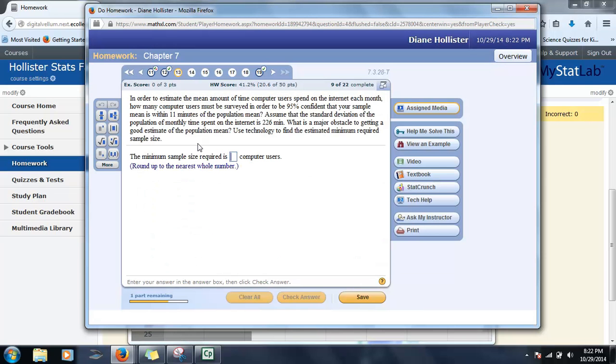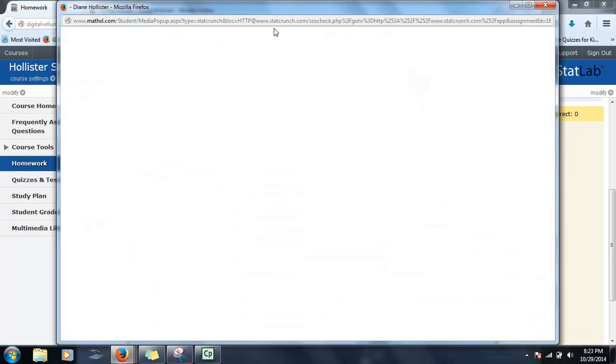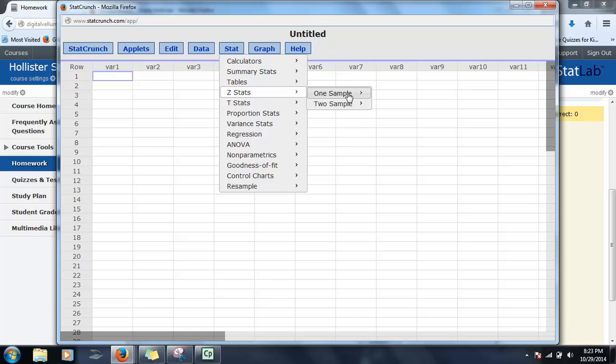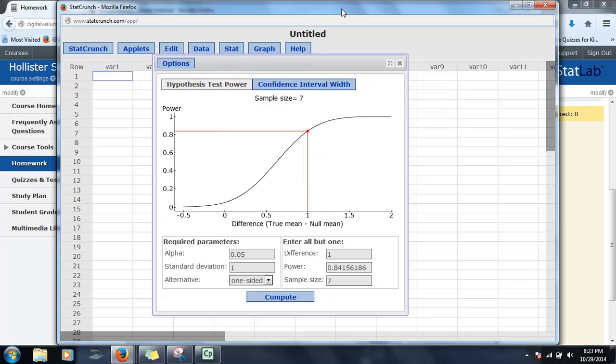The next problem asks us to determine the sample size to satisfy this particular research. How many computer users must be surveyed in order to be 95% sure that your sample is within 11 minutes of the population mean? The standard deviation of the population is 226 minutes. Because it gives us the standard deviation of the population, we can use the normal distribution or the z-test. So we'll click to open StatCrunch, and we will select z-stats, one sample, and try to determine the sample size.